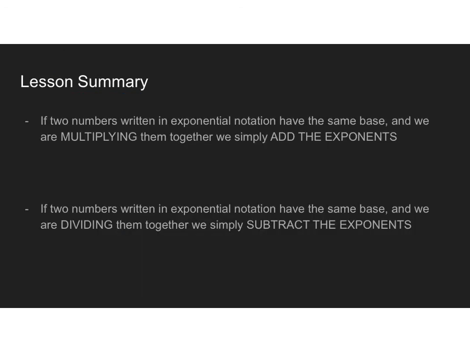Okay? Here's our lesson summary for today. If two numbers are written in exponential notation and they have the same base and they're being multiplied, we can just add those exponents together. Okay? Additionally, if two numbers are written in exponential notation, they have the same base and they're being divided, we can just subtract those exponents. All right, that's our new learning for today. Hopefully you understand this rule and you'll be able to apply it in our exit ticket.